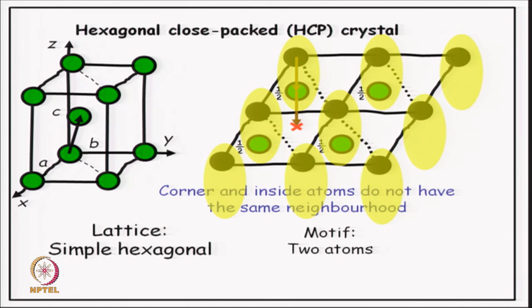Just giving the number of atoms in the motif is not a complete description of the motif. So, in the next video, we will see that to complete the description of the motif, we should also give their position with respect to the lattice point. So, we will calculate this position for this particular example in the next video.